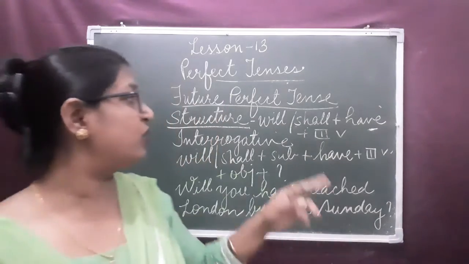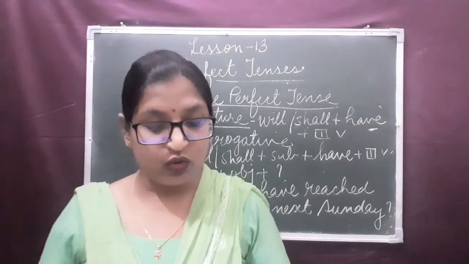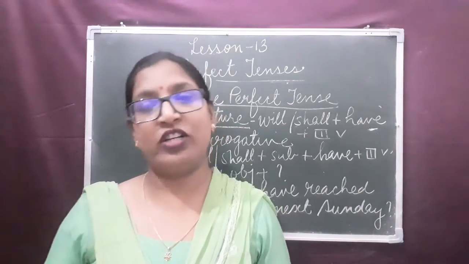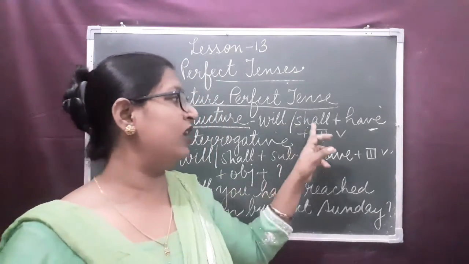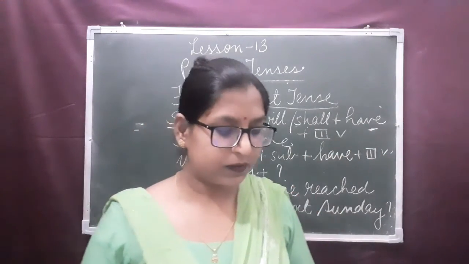The structure you know: will or shall plus have plus third form of the verb. You have to see the subject. According to the subject, you choose will or shall. Have, then the third form of the verb.